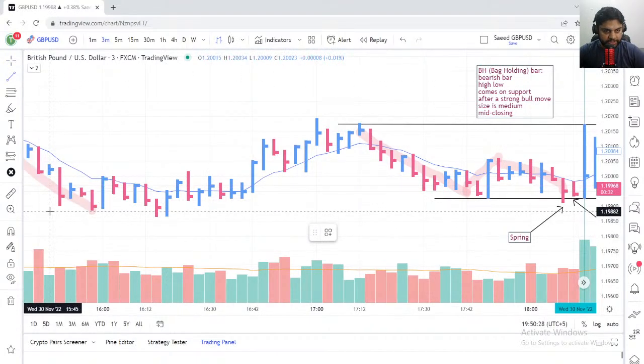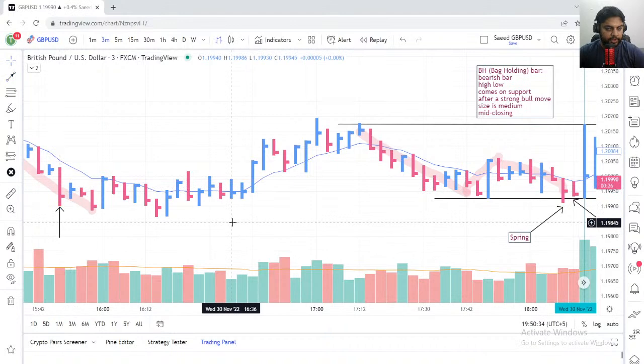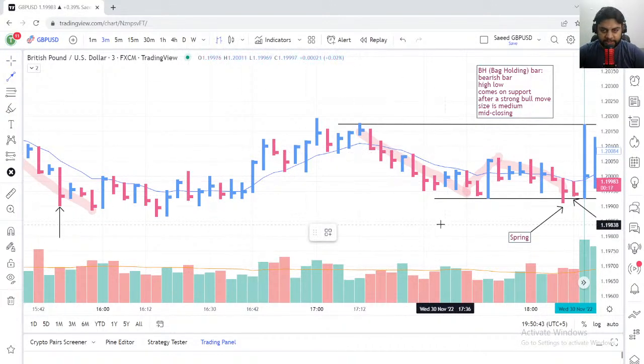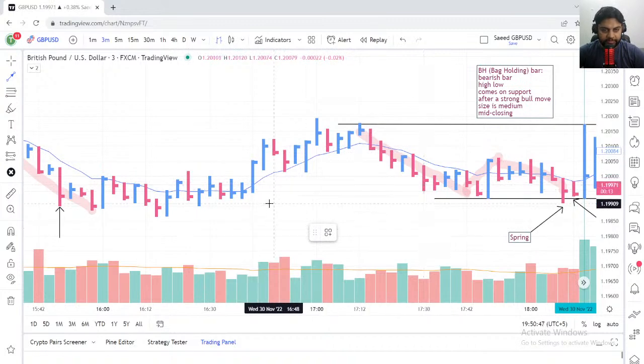So look at this now. If you take a look at this one, this bar right here is bag holding because it is closing in the middle, and the volume is pretty high. Now look at this bar. Okay, so this is not bag holding because the volume is very small.